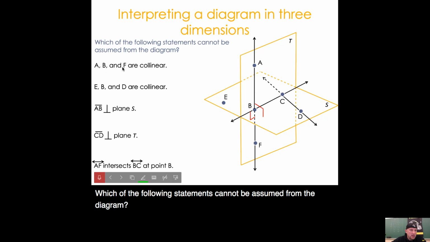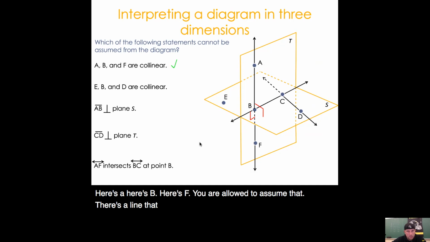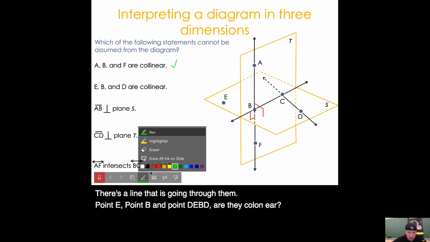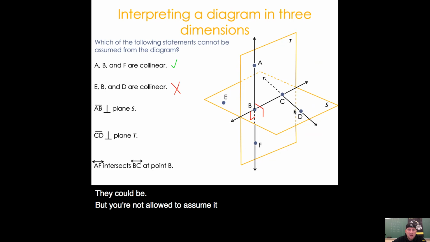Point A, point B, and point F are collinear. Here's A, here's F. You are allowed to assume that. There's a line that is going through them. Point E, point B, and point D: are they collinear? They could be, but you're not allowed to assume it because there's no line that connects them.